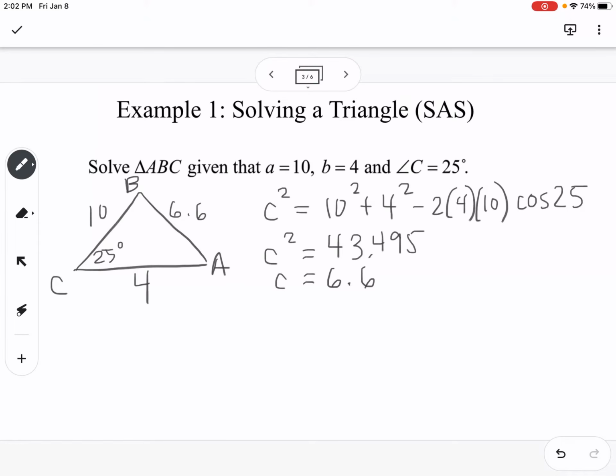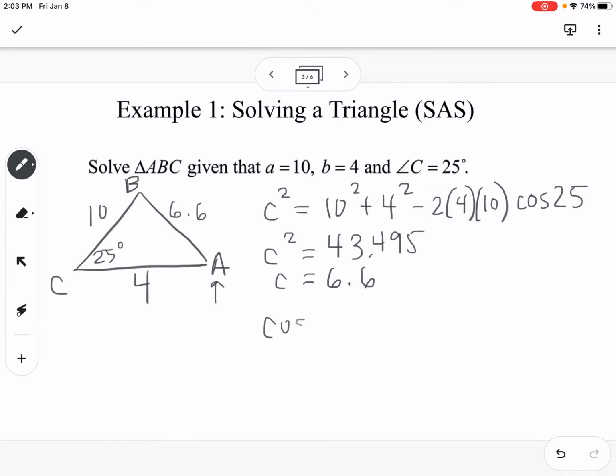At this point, we could switch back to law of sines. However, law of sines does not differentiate between an acute and an obtuse angle, where law of cosines does. Since we don't know A, and A is going to be our biggest angle, we don't know if that's obtuse or acute, so it's almost better to use law of cosines, because it will give you the correct angle measure.